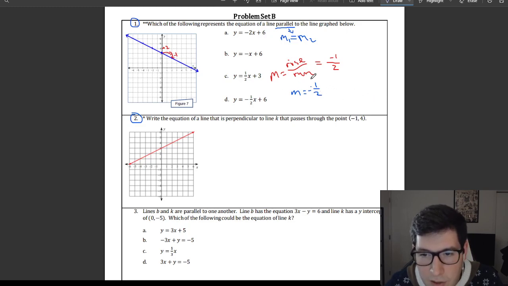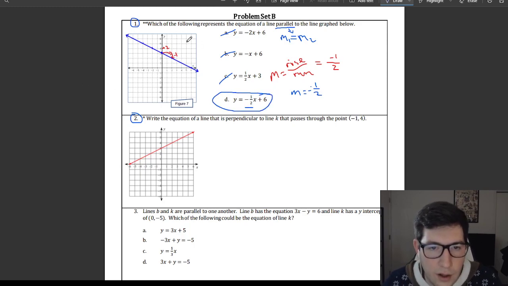And now this is all I need to check our answers. I need to find the one that has the same slope. Option A has negative 2. Nope, not option A. Option B has negative 1. We know it's not that. Option C has a positive 1/2, so that's close, but that's going to crisscross and form an X. So I'm left with option D, and luckily option D does in fact have a slope of negative 1/2, so I know it's option D. And again, all I had to find was the slope.